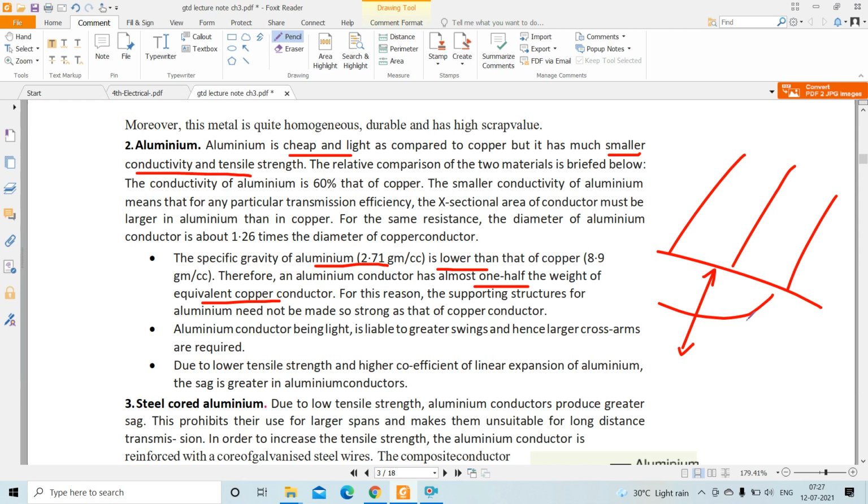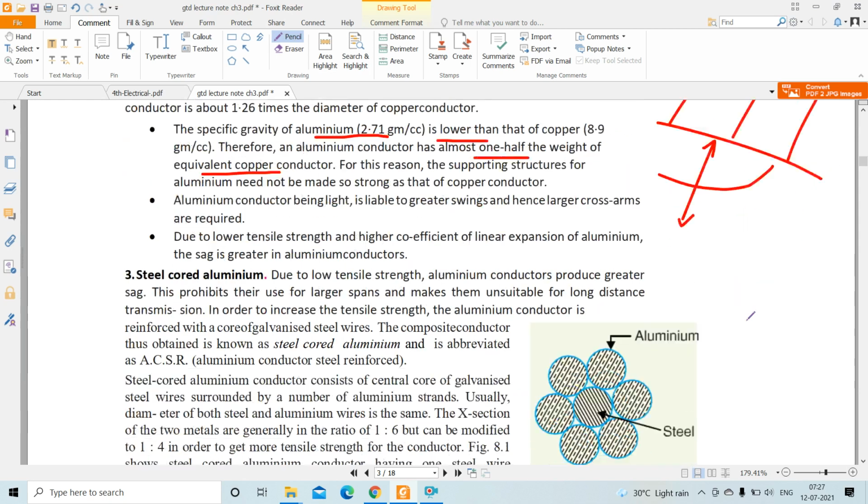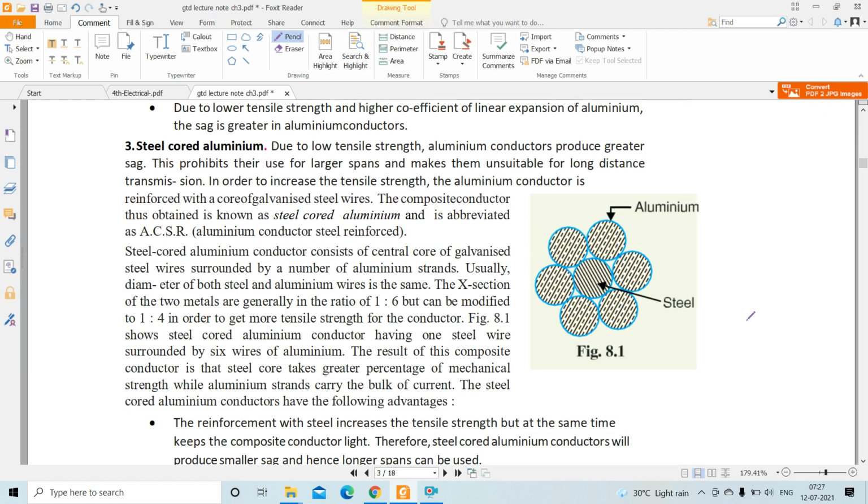That's why here the sag is greater. Then the next material is the steel cored aluminum. Due to low tensile strength, aluminum conductor produces greater sag. This is one problem. So this prohibits their use for larger span and makes them unsuitable for long distance transmission.